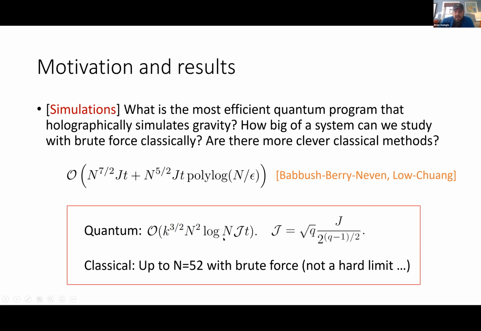You could shave off thousands of gates per time step, like a factor of 1,000 in the gates per time step relatively easily. And I would also point out that this result of Babbush, Berry, and Neven was for the q equals 4, the 4-body interacting case. If you increase q, you get a higher power of n here. But in our situation, you can increase q without increasing the powers of n. So as you make q larger, it becomes more and more efficient.